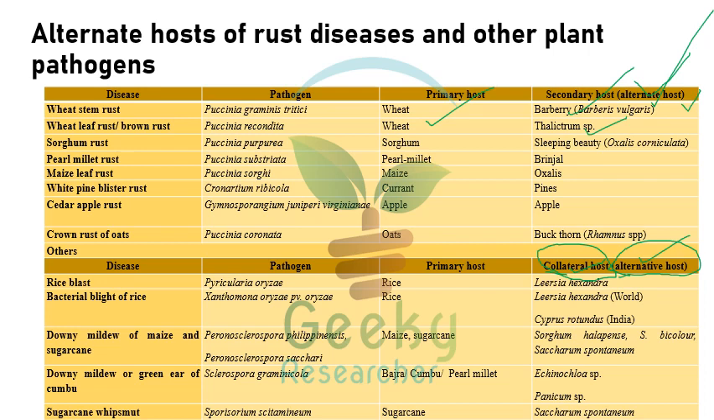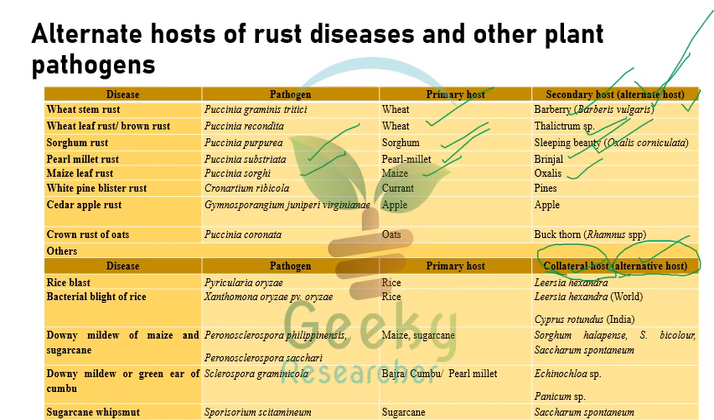Sorghum rust, Puccinia purpurea: sorghum is the primary host. Oxalis corniculata is the secondary host, that is, the alternate host. Pale millet rust, Puccinia substriata: pale millet is the primary host, brinjal is the alternate host. Maize leaf rust, Puccinia sorghi: maize is the primary host, Oxalis is the secondary host.